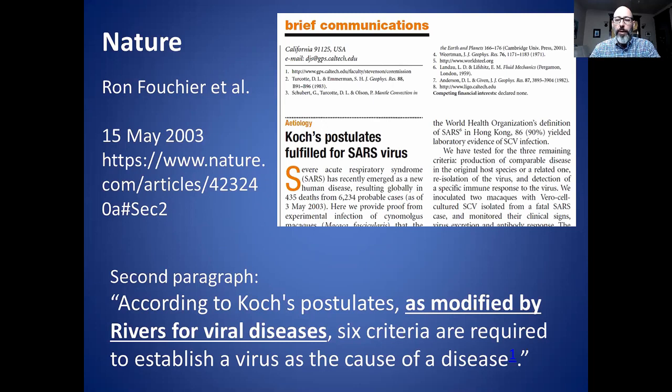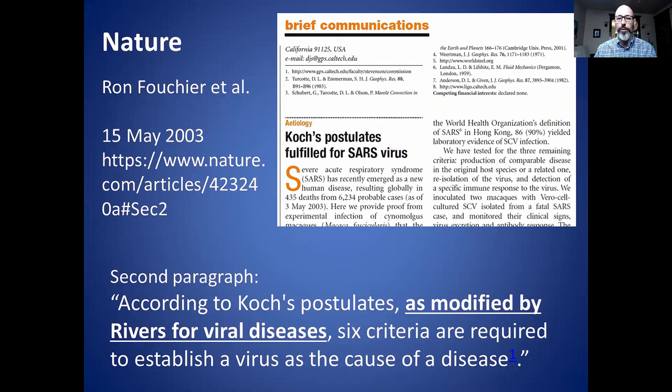So I want to point out that right here, just between the title and what they say in the body of this article, already they're misleading you. Because in the second paragraph they wrote, according to Koch's postulates as modified by Rivers for viral disease. So it's not Koch's postulates, it's Rivers' criteria, which is different. And they should have put that in the title, but they're misleading you to make you think that Koch's postulates have been fulfilled. According to Rivers, there are 6 criteria to establish virus as a cause of disease.